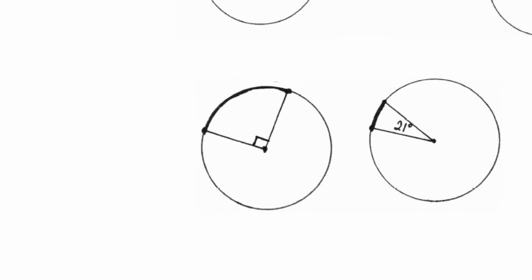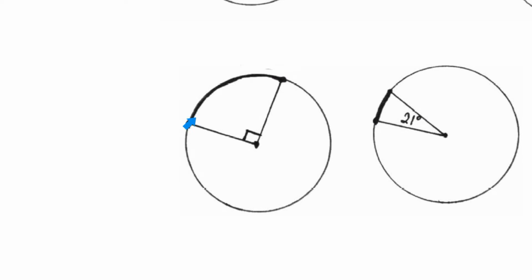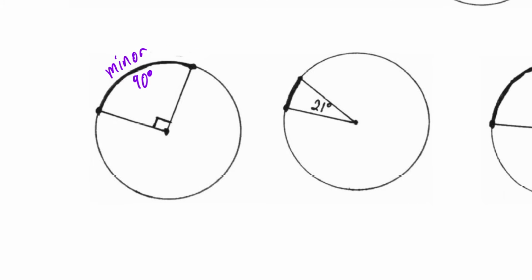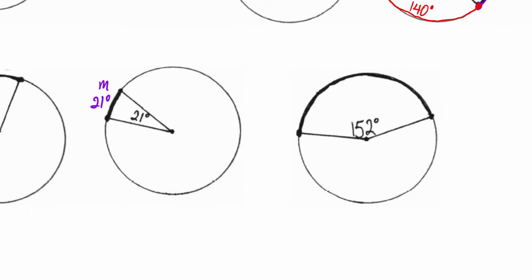All right. On this one, how many degrees is this? What is this? It's a minor arc. How many degrees is it? It would be a 90-degree arc. What about on this one? Okay, it's minor, and it'd be 21 degrees. What's this one? It's a minor arc. How many degrees? 152.